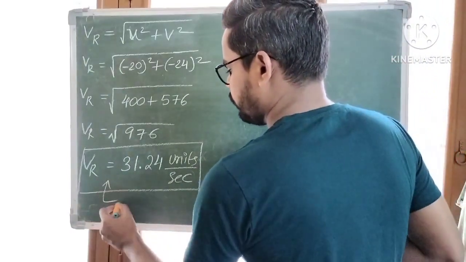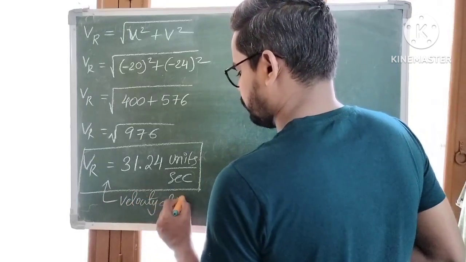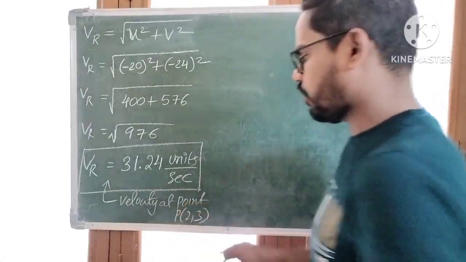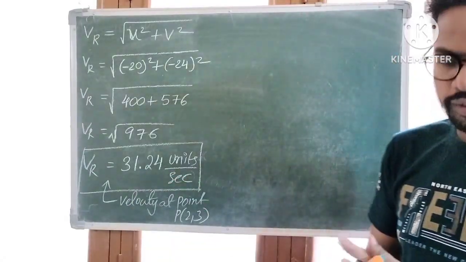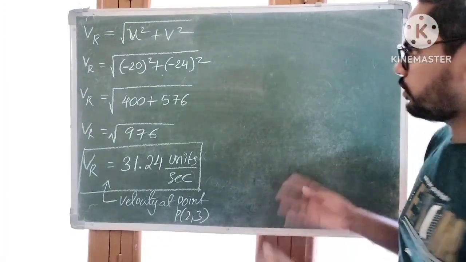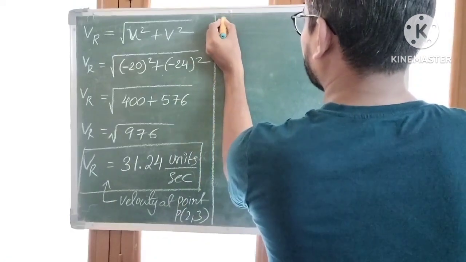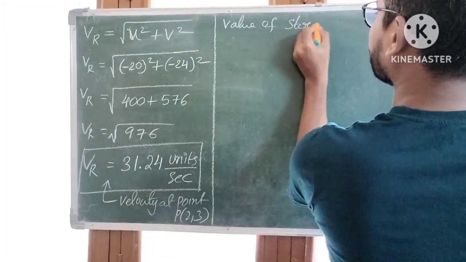So this is the answer for the velocity at the point. We considered P, so P (2, 3). So the velocity at our point is 31.24 units per second. Okay, so let's see the next part. What is the next part? Next we need to find the value of the stream function.